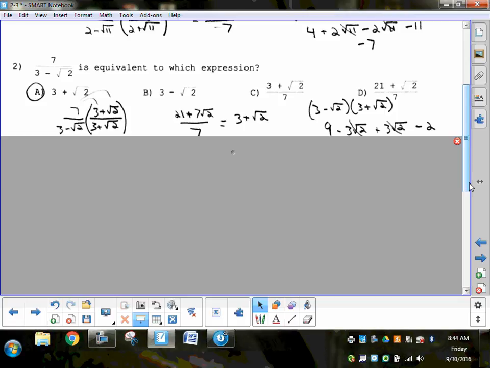First terms give me 9. Outside and inside are going to reduce out, 3 root 2 and negative 3 root 2. And then the last terms are going to give you negative root 2 times positive root 2, which is negative 2. 9 minus 2 is going to give you 7.